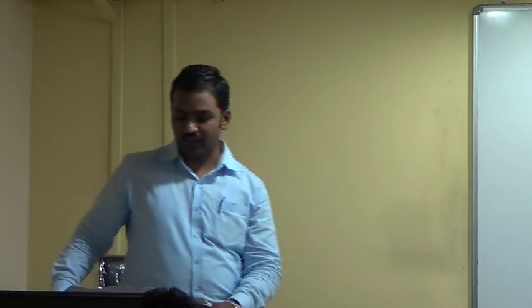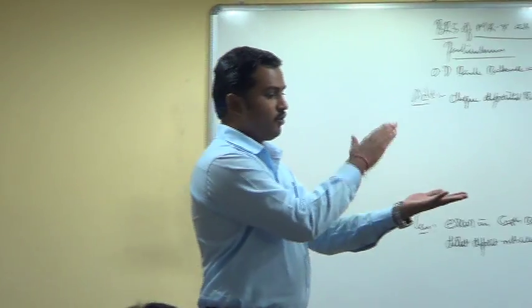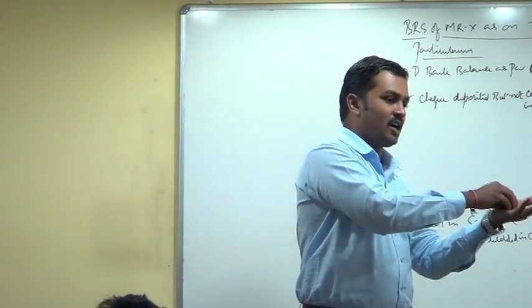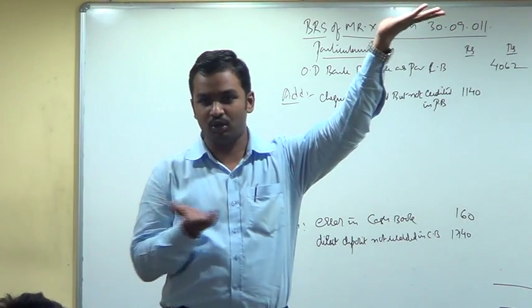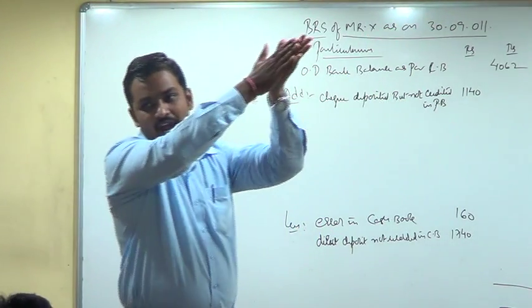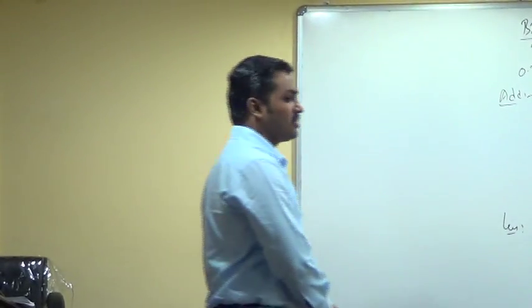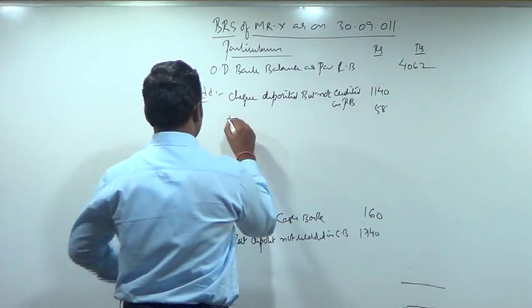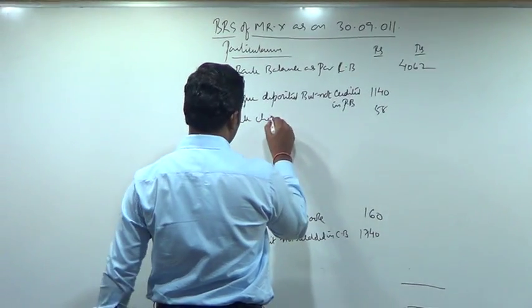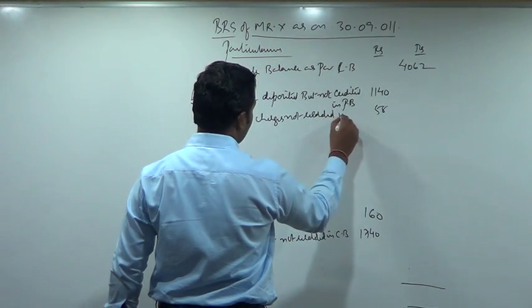Bank charges amounting to 58 had not been entered in the cash book. Who will pass the entry first? The bank will pass the entry first. Bank charges increase the overdraft balance. There is no entry in the cash book, so you have to increase the cash book overdraft to make it equal. So add. How much? 58. Bank charges not recorded in cash book.